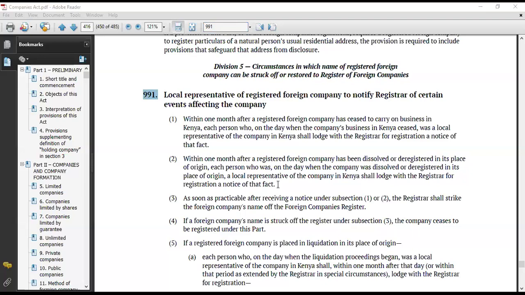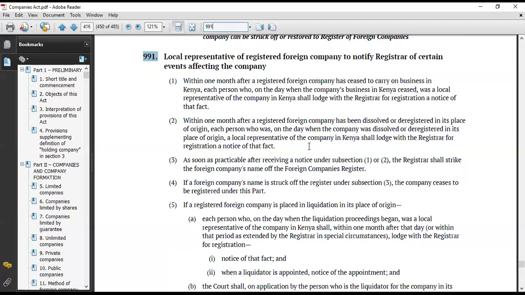Mwalimu, section 991, how do you know to read all the way to 991? This thing is tough. It is tough, but soon we will surmount it. Yes, you will.